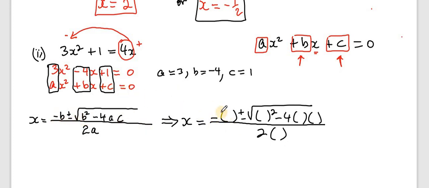So what is b? B is equal to what? Negative 4. Right, what goes here? Negative 4. Yes. What goes here? 3. And what goes down here? 3. What goes here? For C? 1. Right, very good. All right, so let's work out the next part.